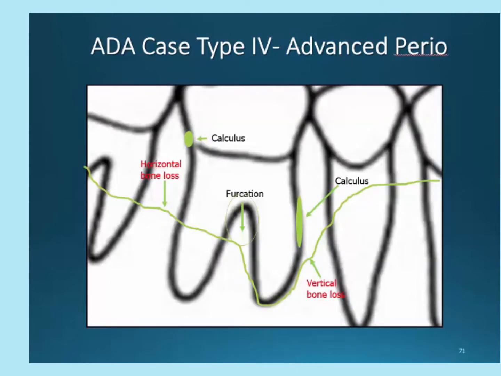Okay, so here is a previous radiograph with an illustration of the periodontal condition. Notice that I have identified the calculus in green, the bone loss, and the drawing of the natural line of the bone.